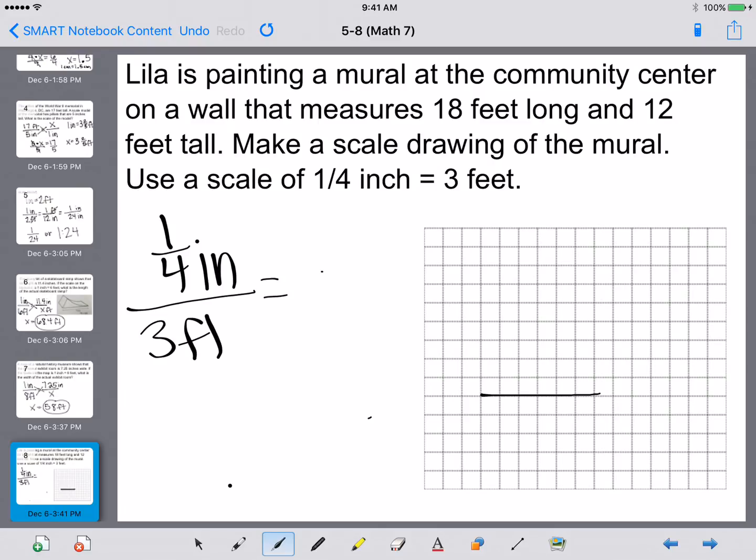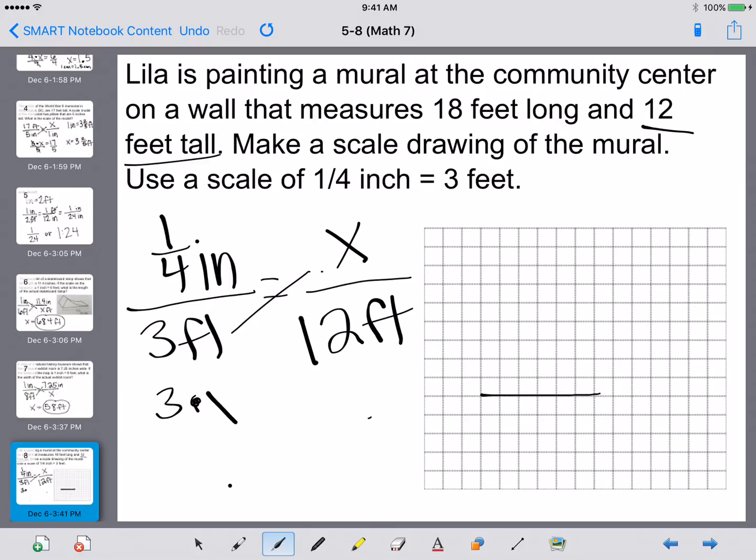Our actual mural here is 12 feet tall. So we're going to have a 12 feet down here and an X up here, because that's what we're trying to figure out. Once again, we got to cross multiply. So 3 feet times X gives you 3 times X, and that equals 1/4 times 12, which is 3.